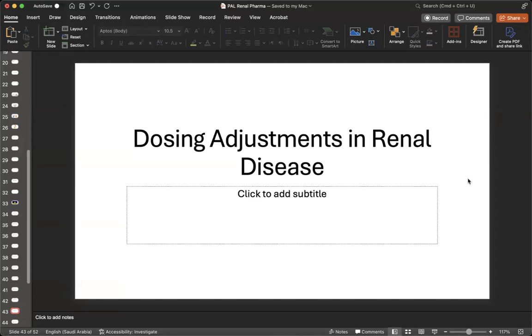The kidneys filter a lot of drugs. A lot of drugs are excreted by the kidneys. Some extremely important drugs are aminoglycosides, like gentamicin and amikacin. These can cause kidney disease as well, and so can vancomycin. They are cleared by the kidneys, so if your kidneys are not working properly, you need to adjust the dose of these drugs.